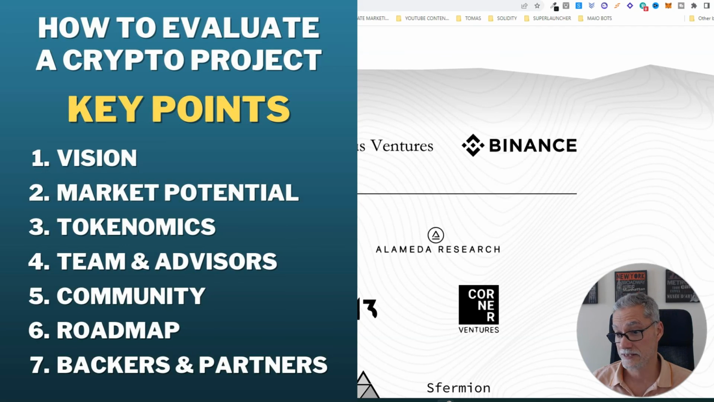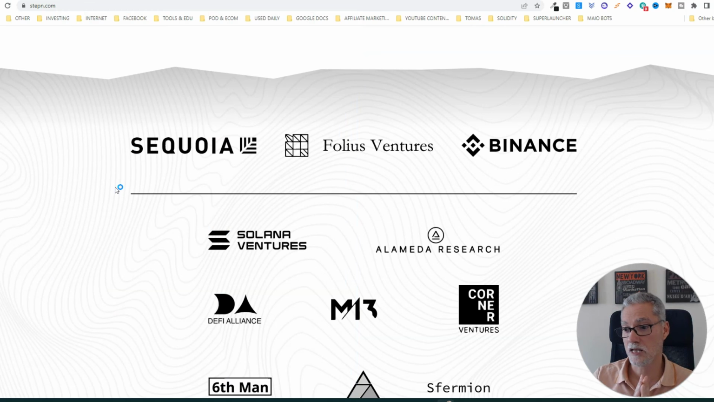So guys, key points to keep in mind when you are evaluating a project: vision, market potential, tokenomics, team and advisors, community, roadmap, and backers and partnerships. Okay, there are a lot more details that you can try to research on, and you should remember that during a bear market, the best thing that you can do is to learn new skills. So if you improve the skill of evaluating a project to do fundamental analysis, you are increasing the chances of being very successful in the next bull market.